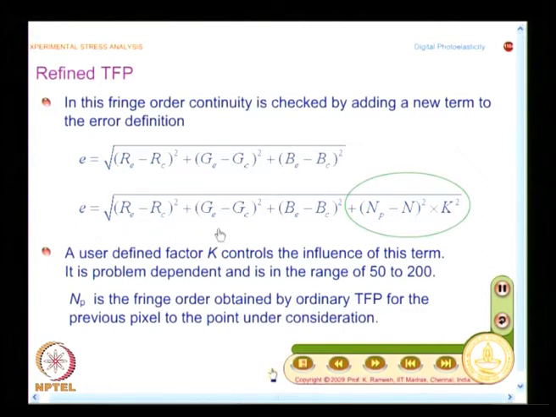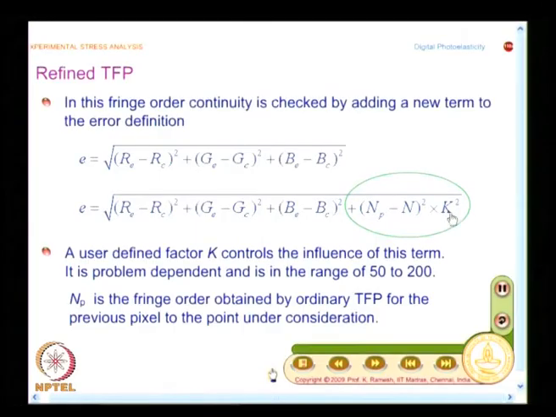Because we have seen that only looking at color there could be error, we need to bring in fringe order continuity, and if I bring in fringe order continuity, the whole procedure improves substantially. You have a parameter k which needs to be determined based on the particular problem at hand. There is a variation reported and it is a problem-dependent value. So, by selecting it appropriately, you can find out, and that is what is illustrated next.